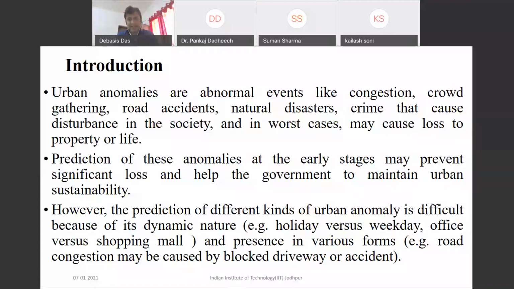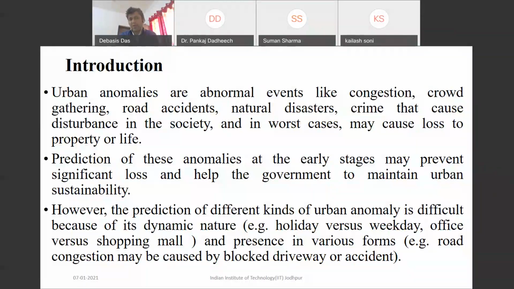Okay, and this basically helps prevent significant loss, which then helps the government maintain urban sustainability. And for this anomaly detection, our prediction is there. Okay, but prediction is difficult. Why is it difficult? Because the traditional model is not suitable for this environment.